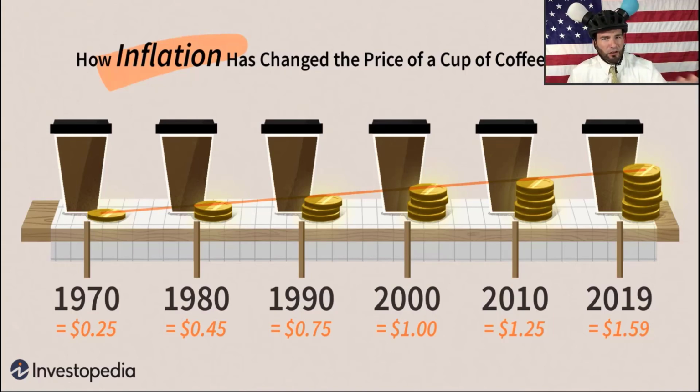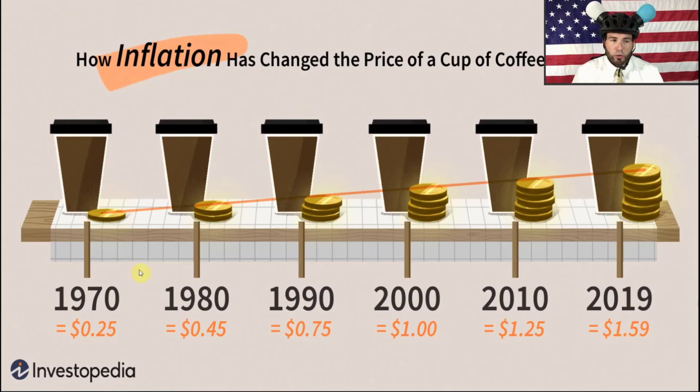If that's above your head, let me give you a simpler example here. In 1970, a cup of coffee cost 25 cents. In 2019, it cost $1.59. The exact same cup of coffee. Why did the prices increase? Because money has started to be worth less over time. That's called inflation. All right. So the value of the dollar has gone down.